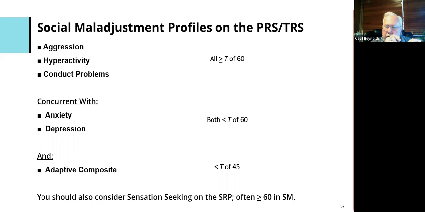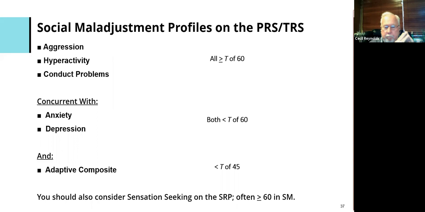I've said it many times, and I'll continue to say it. Tests don't diagnose. Clinicians do. And you are all well-trained, experienced clinicians. So we provide you guidance. We provide you empirical data, all of which is there to assist you in your diagnostic decision-making. If you've given the SRP and it's an adolescent case, we also think you should consider the scores on sensation-seeking in determining social maladjustment, because it will most often be elevated on the SRP-A with folks who do have SM. Next.